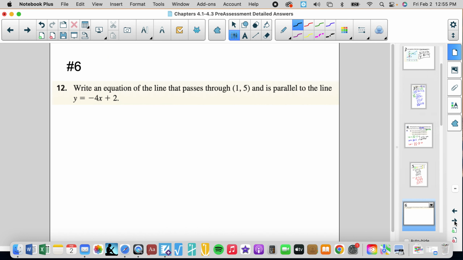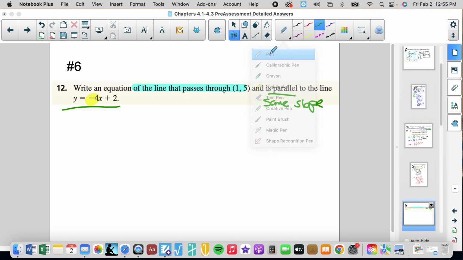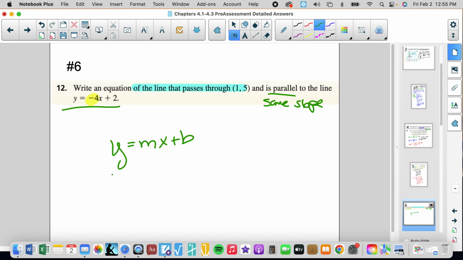Write an equation of the line that passes through 1, 5 and is parallel to the line y equals negative 4x plus 2. So first thing, parallel, we know that they have the same slope. So we're going to look at this line and pull out the slope. That's the only piece of information that I need. So I know that the slope of my line that passes through this point is going to be negative 4. So I start with my template for my line, and now I can fill in the slope because I know that they're going to be the same.